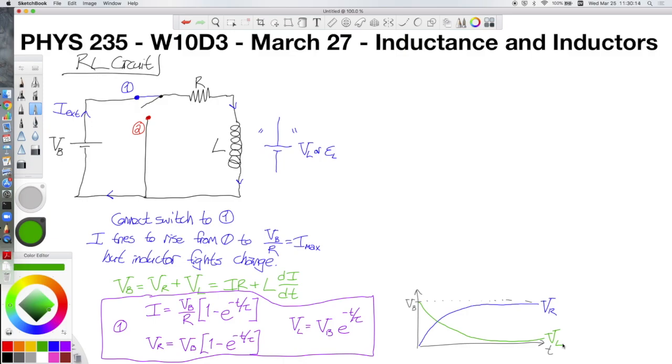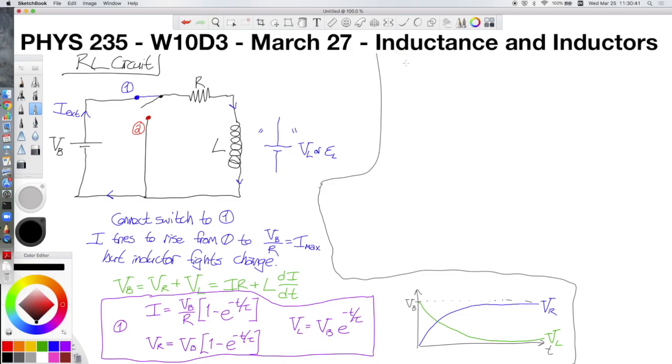So to begin with, the inductor has all of the voltage, and eventually at the end of the day, the resistor has all of the voltage. So I need to clear a little bit of space here. And we'll get back to that. So hopefully that'll be okay. Should be able to make do with that.